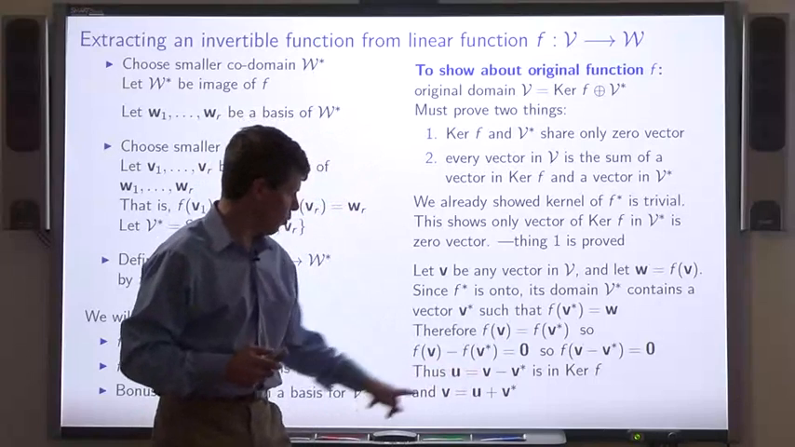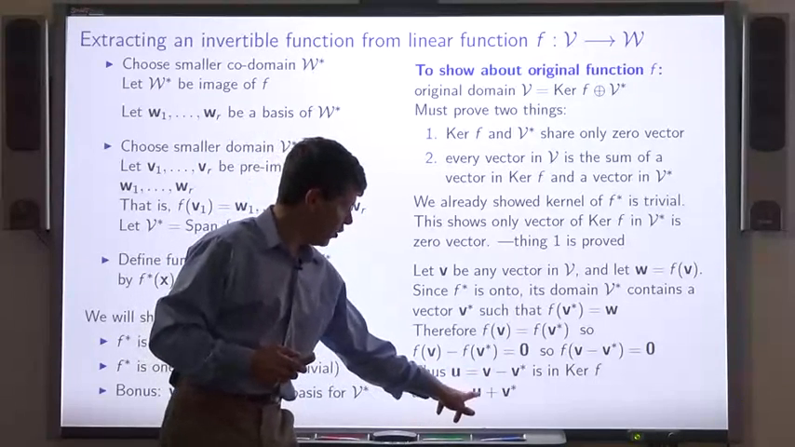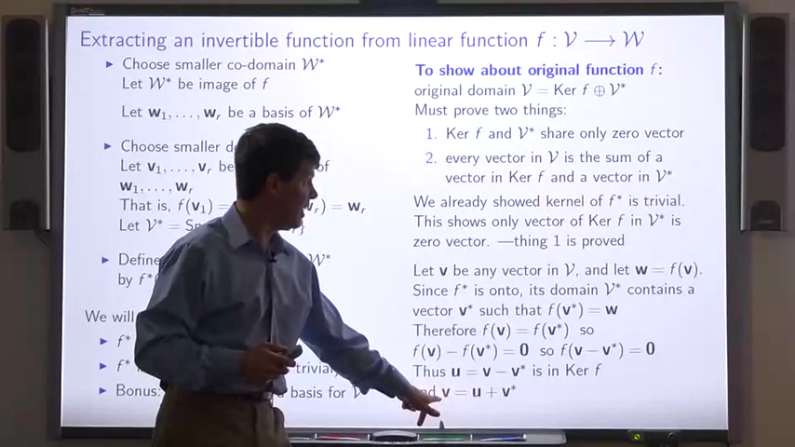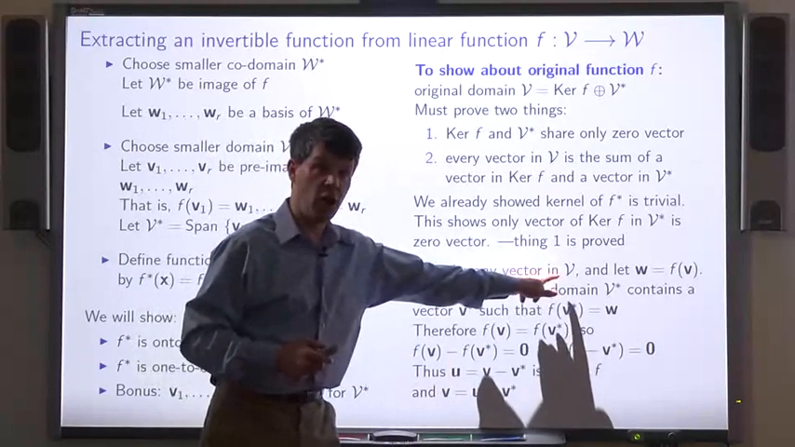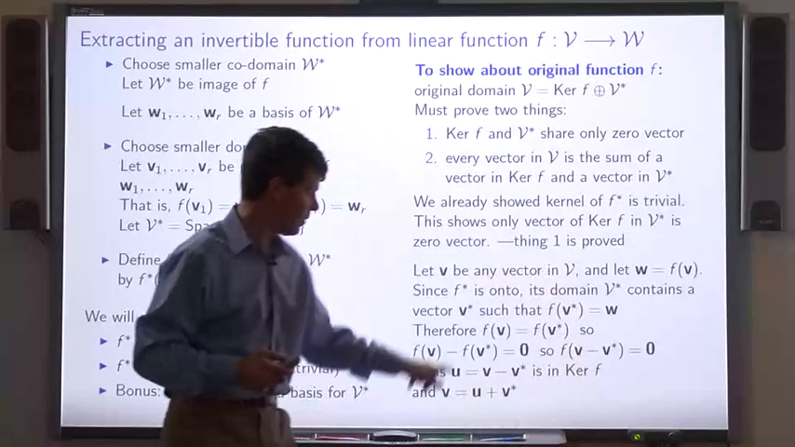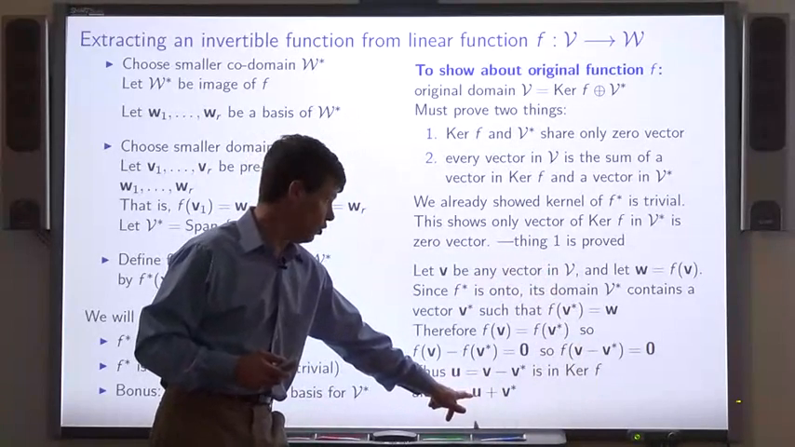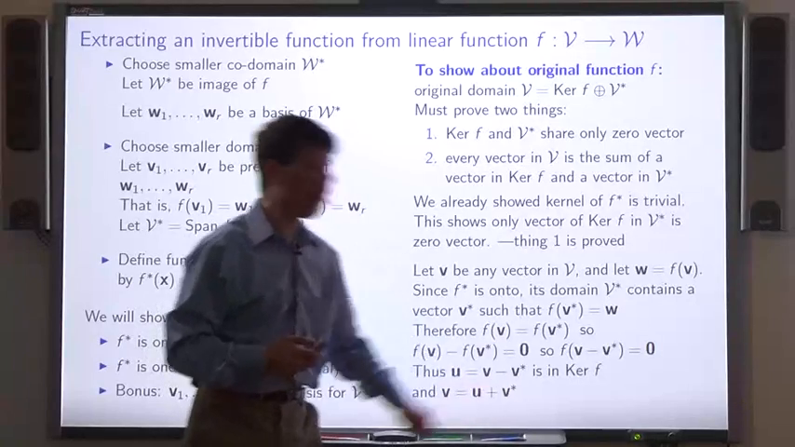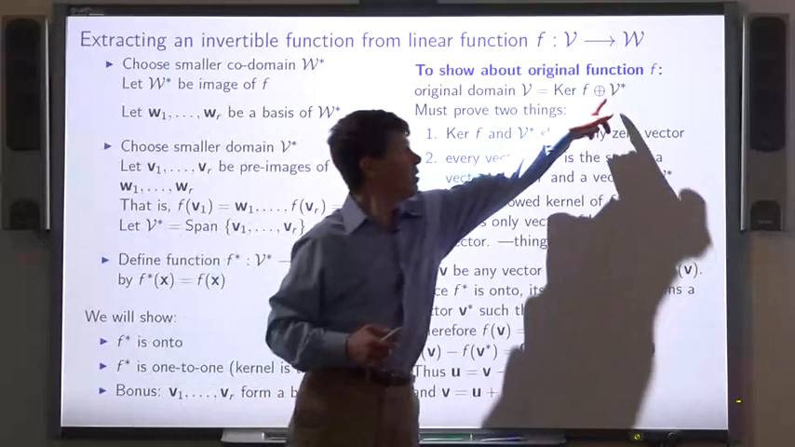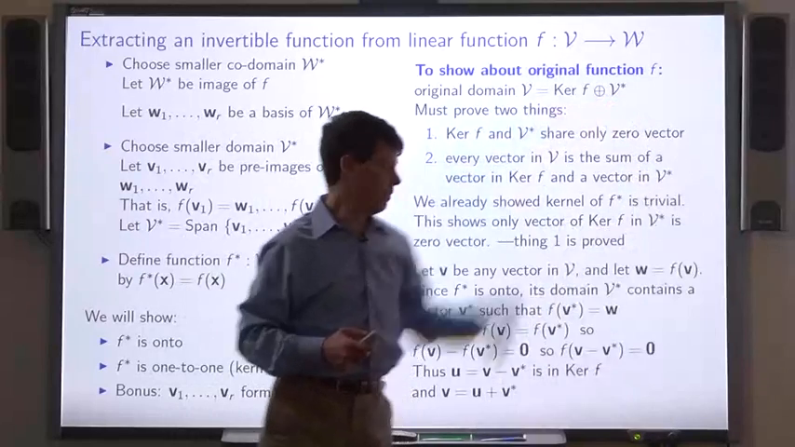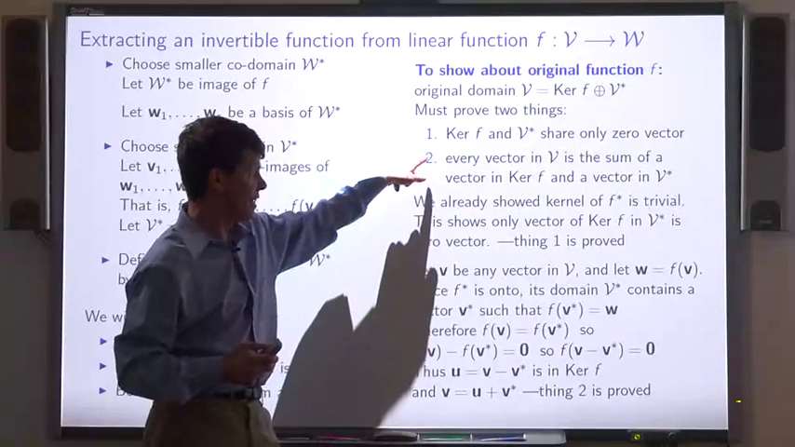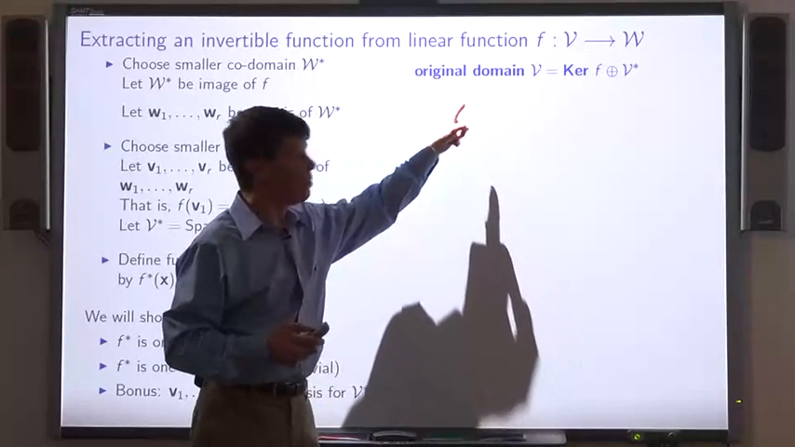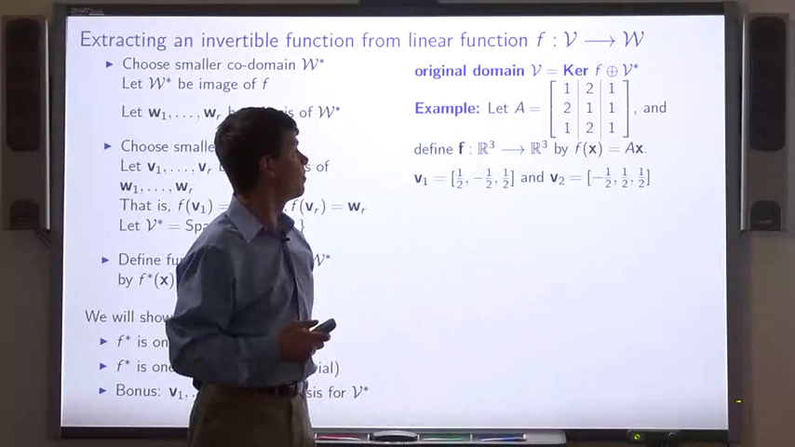Changing this around a little bit, we can write v as the sum of u plus v star. That is, we've written v, the arbitrarily chosen vector in big V, as the sum of a vector u, which is in the kernel of f, and a vector v star, which is in big V star, the new domain. So we've proved the second thing as well. So this is what we've proved for any linear function.